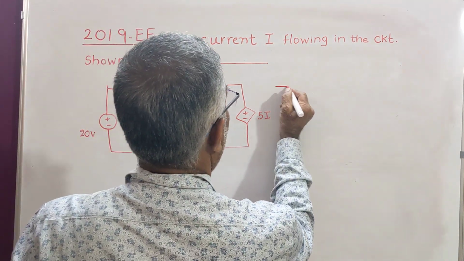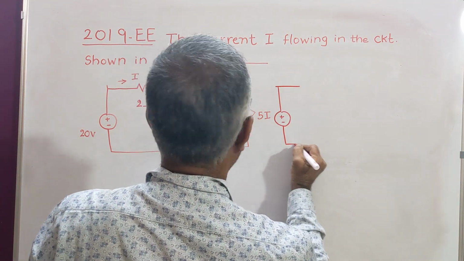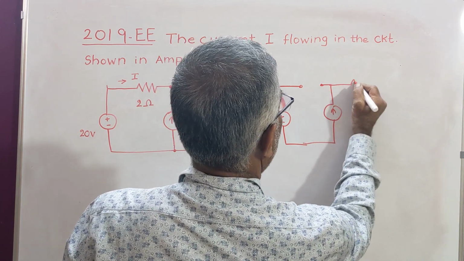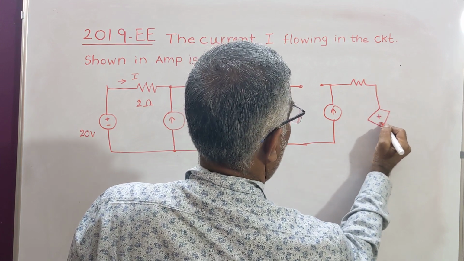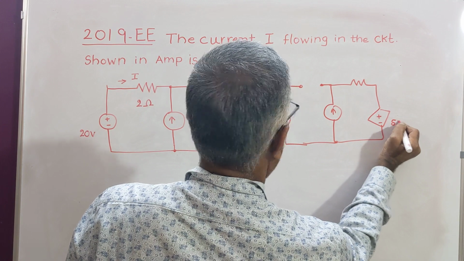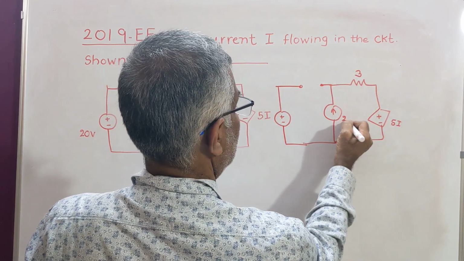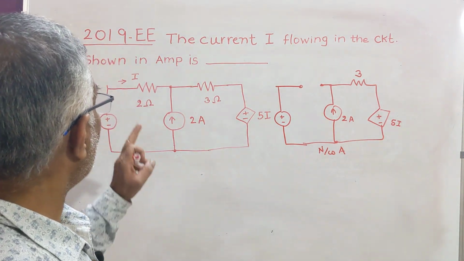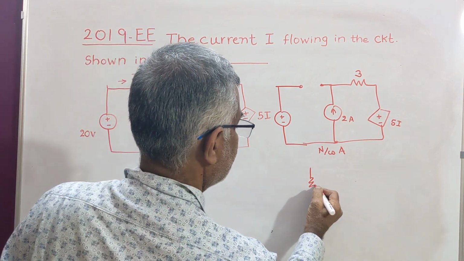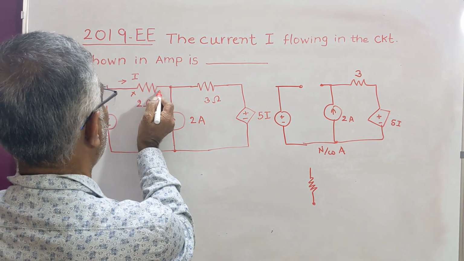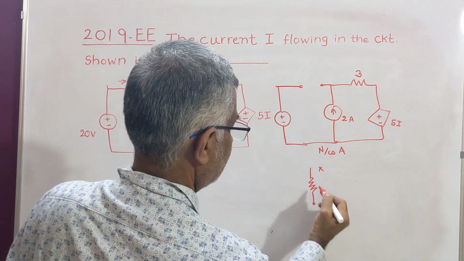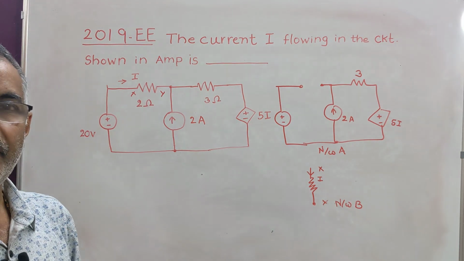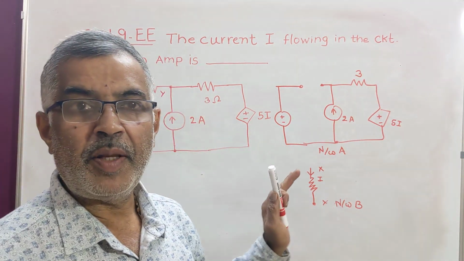So it is like this. This is network A. Network B is this. If you call these two terminals X, Y, this is network B. So in this problem, there is a dependent source.